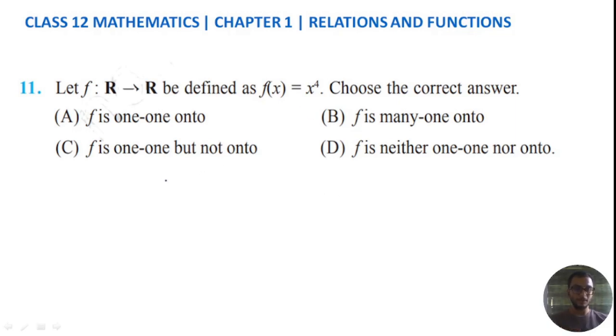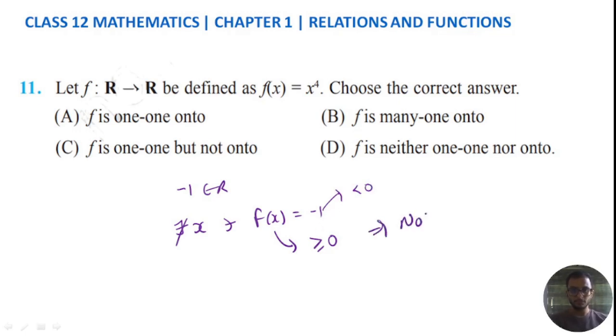Why? Because whenever you take a negative point from the codomain, suppose you take minus 1 belongs to R, you will not find any x such that f of x equals minus 1, because f of x will always be greater than or equal to 0, but minus 1 is less than 0. So you got it right, it will not be onto.